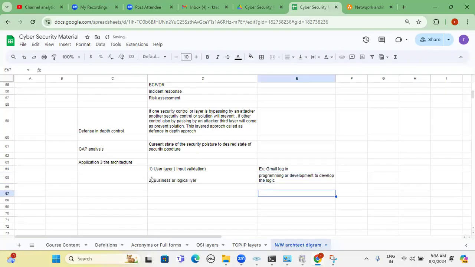Obviously, the last one is the database layer. The database layer verifies the authenticity, and also what type of data the user can access, whether the user is available or not. That is the authorization point of view. So these three layers fall under the application three-tier architecture.